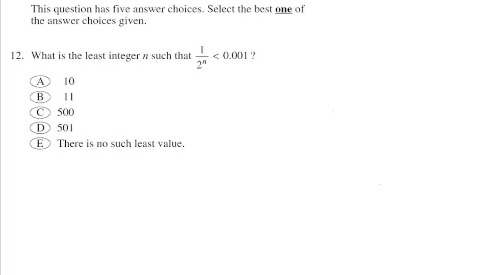So for question 12, it says: what is the least integer n such that 1 divided by 2 raised to the power n is going to be less than 0.001? So we need to find the least value of n, or the smallest value of n, which is an integer, such that this inequality holds, or this inequality is true.